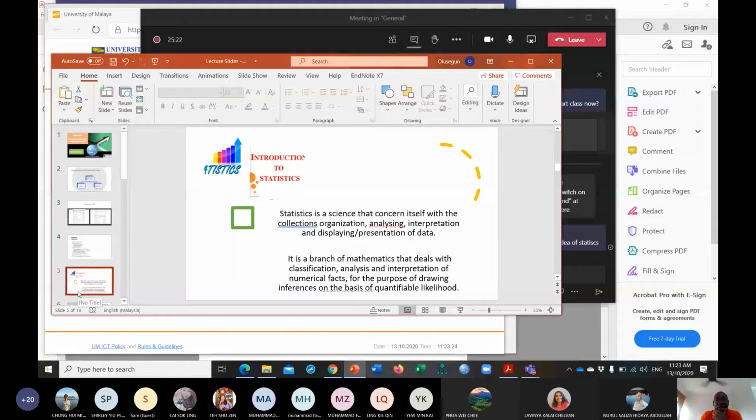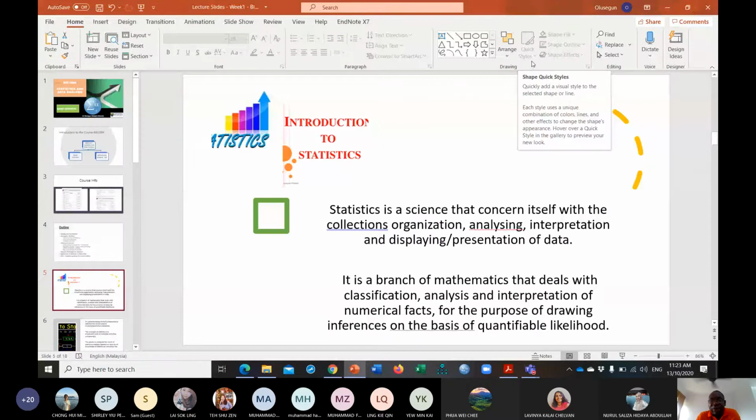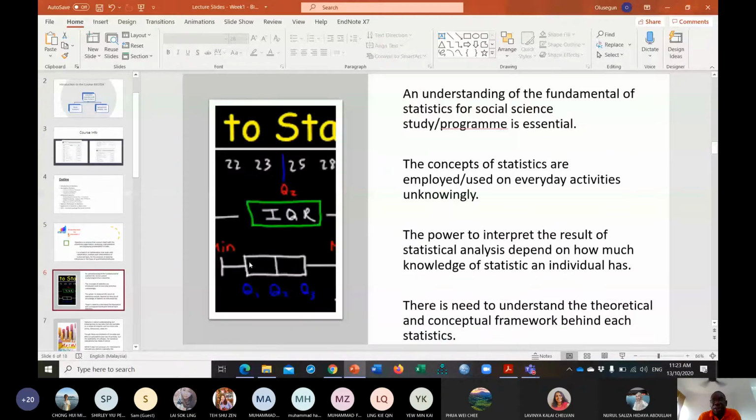Do we understand that? Any question? If you have any question about that, please ask, or you type in the chat box. When I get back to the chat box, I will look at the questions.